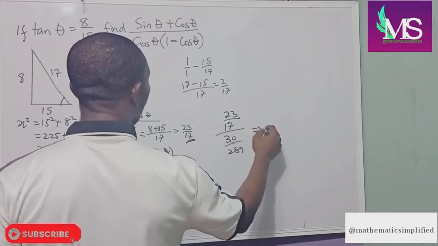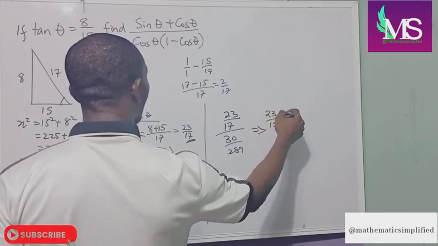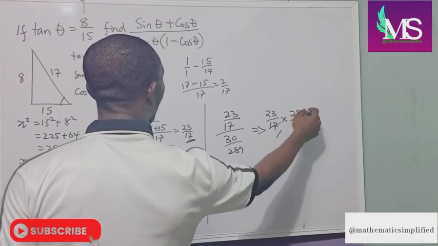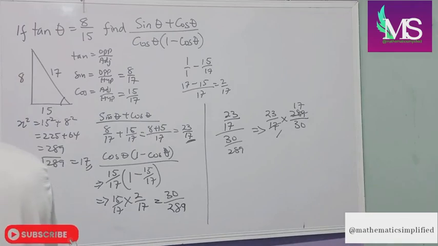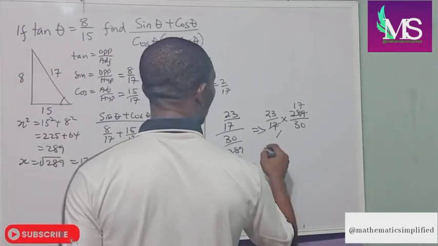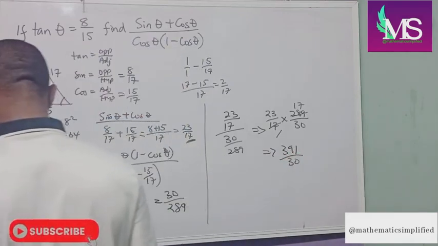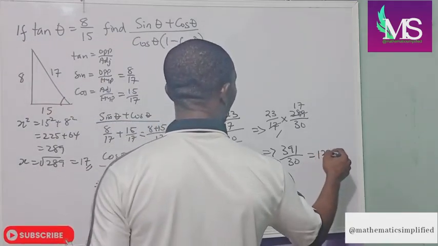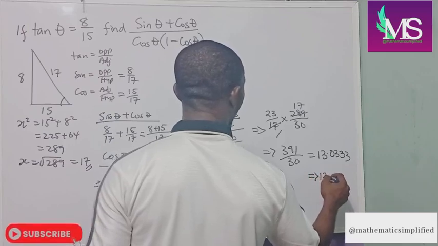Okay, inverse of this will now give us 23 over 17 times 289 all over 30. 17 here goes 1, 17 here is 17. So this will give us 23 times 17, which is 391, divided by 30. So 391 divided by 30 would give us 13.0333, which is approximately 13.